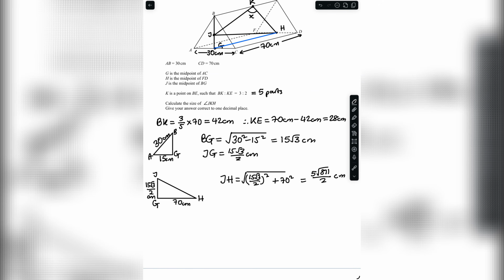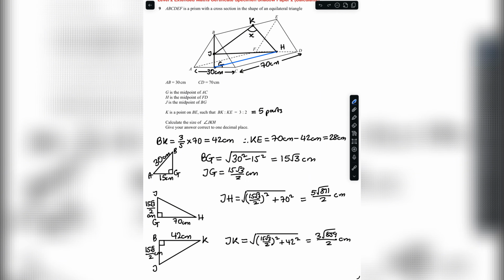We can then work out JK by using triangle BJK. So we know that BK is 42 centimeters and BJ is 15√3 over 2 centimeters. So JK can be obtained using Pythagoras' theorem. So 15√3 all over 2 squared plus 42 squared equals 3 times √859 over 2 centimeters.